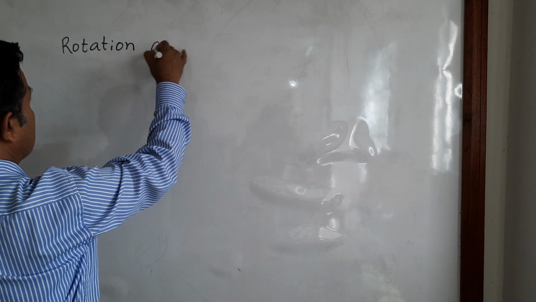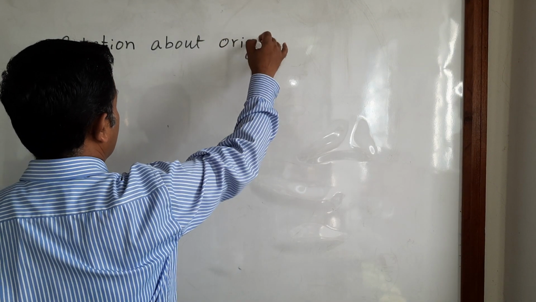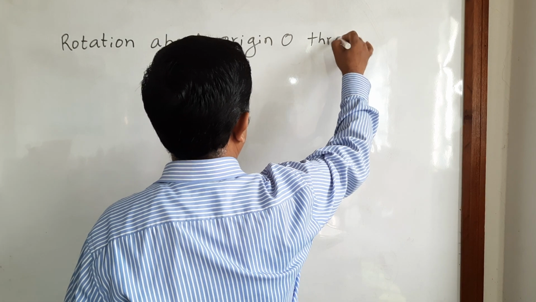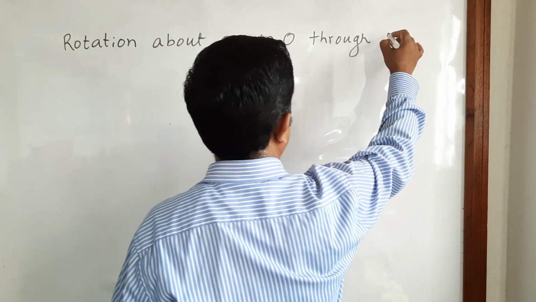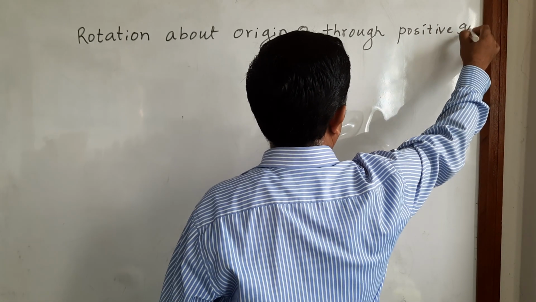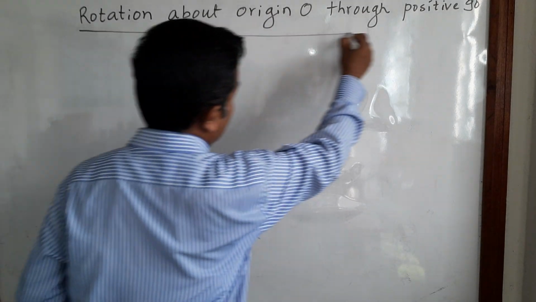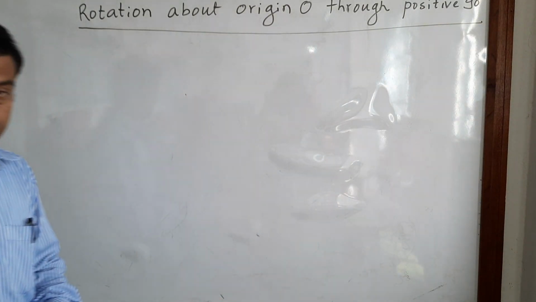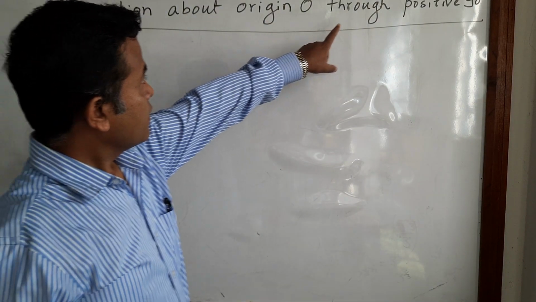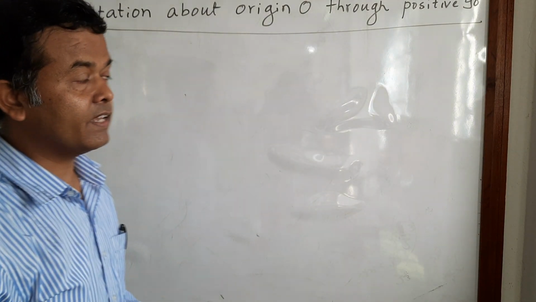Rotation about origin O through positive 90 degree. So rotation about origin O through positive 90 degree means it is rotation about origin in anti-clockwise direction through an angle 90 degree.